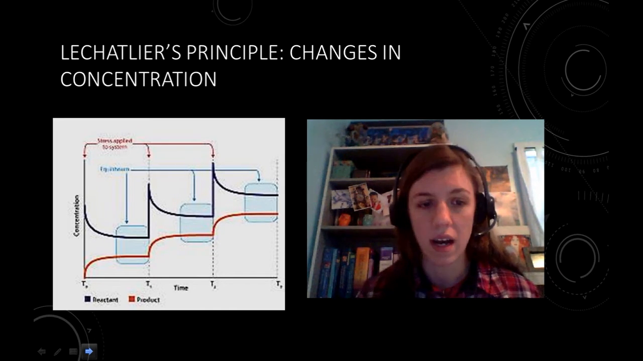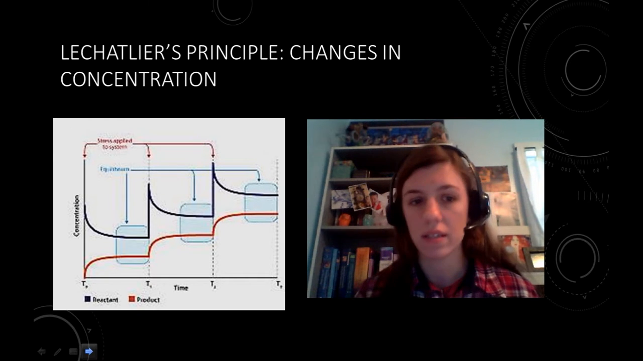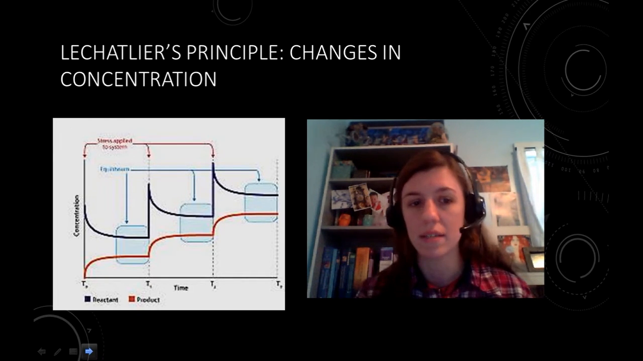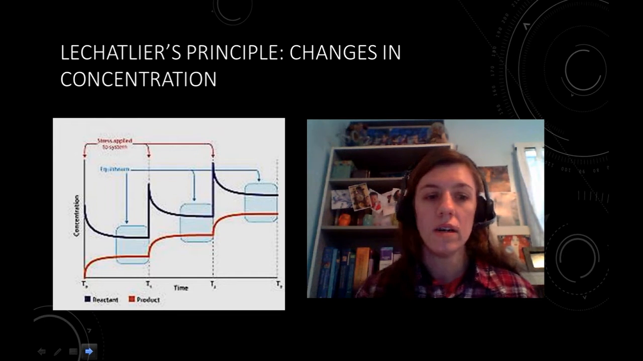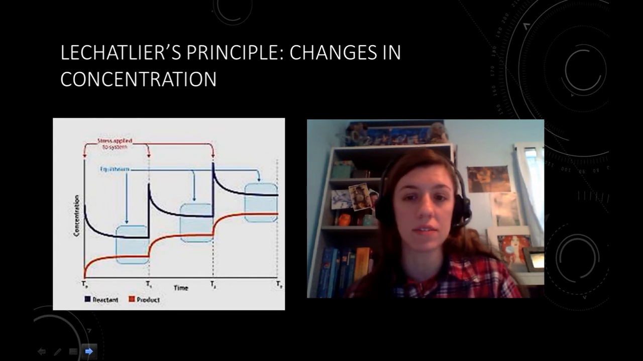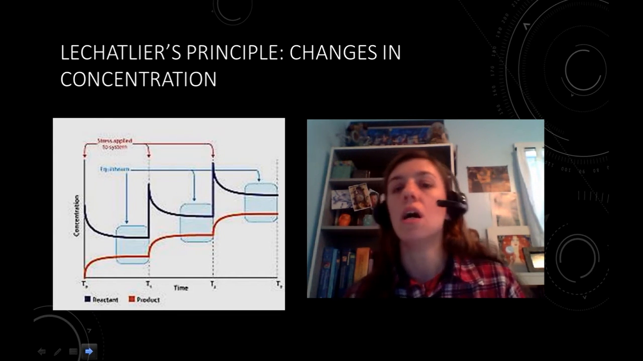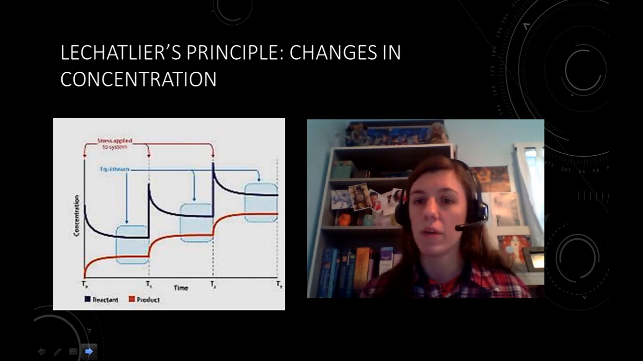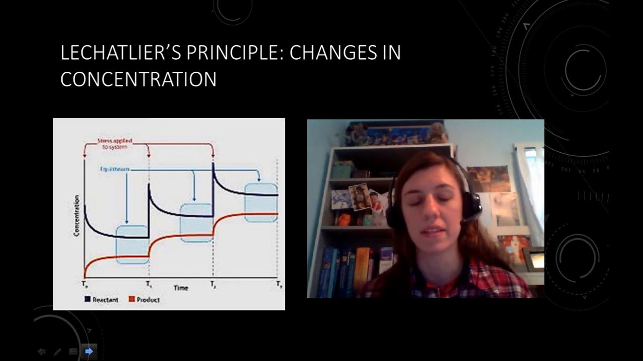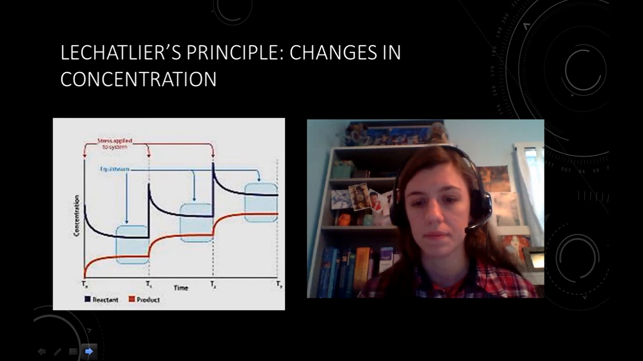So then for a second time, all right, we add more reactant. And because those reactant molecules are more likely to collide with each other, that forward reaction happens faster to produce more products, and it continues to happen faster than the reverse reaction until the system reaches equilibrium again, at which point both the reactions happen at the same rate.